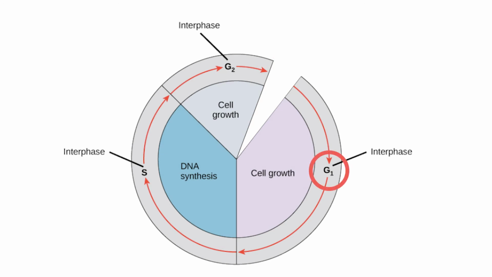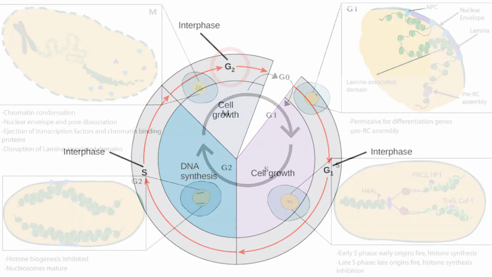G1 phase, also known as the first gap phase, is primarily characterized by cell growth, organelle creation, and the construction of cellular implements necessary for DNA replication. S phase, also known as the synthesis phase, is when DNA replication occurs. G2 phase, or the second gap phase, is the final process of interphase. During this period, the cell continues to grow, create organelles, and begins preparations for mitosis. Once G2 ends, mitosis begins.